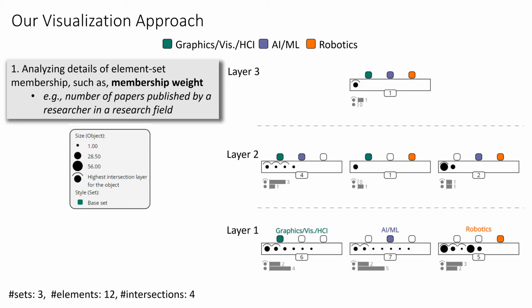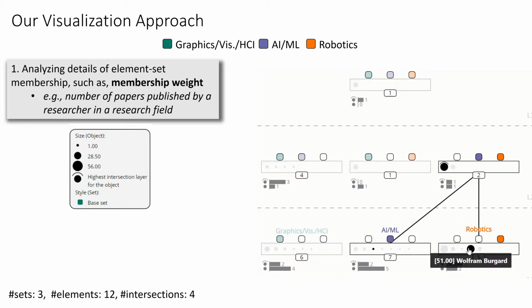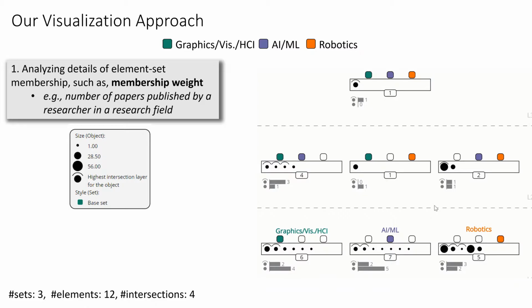For example, here we can see that size of circles inside robotics in layer 1 varies a lot. On hovering over the circles, we get to know the name and the number of papers published by the researcher in robotics. We can also click on the circle to highlight all the occurrences of the corresponding element in the graph. For example, on clicking the circle, we see that Wolfram Burgard published in both AI/ML and robotics. However, the circle size indicates that he published most of the papers in robotics.